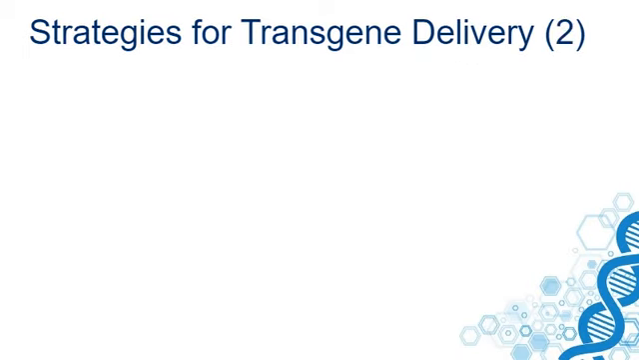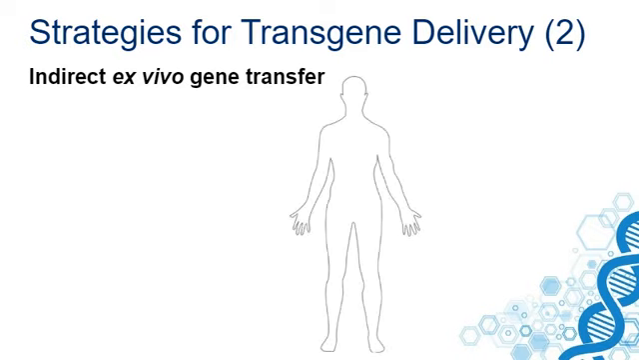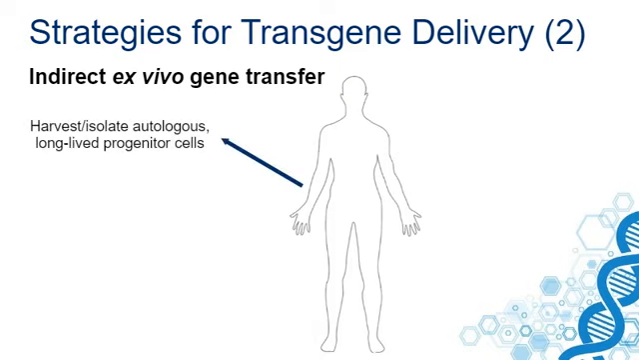The second strategy for transgene delivery is shown on this slide here. This is referred to as indirect or ex vivo gene transfer, where the transgene is being delivered outside of the body. You can see on the left-hand side of this slide, the first thing to do is to harvest or isolate autologous long-lived progenitor or stem cells from the patient. Once those cells have been isolated, you then deliver a normal copy of the gene that is mutant within the patient, or you can edit the mutant gene that's present within the patient's cells.